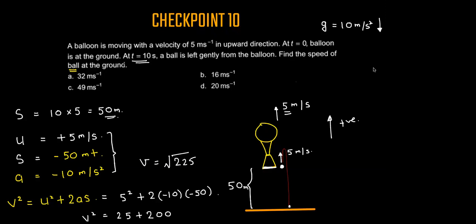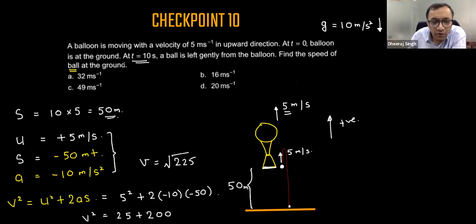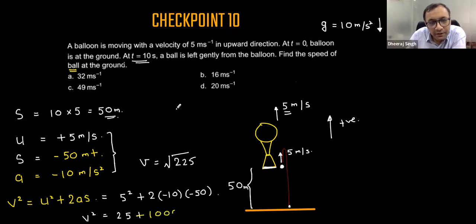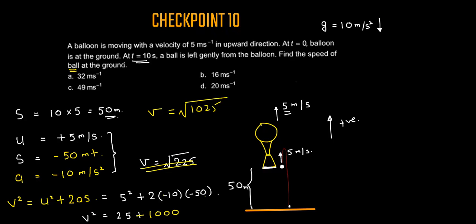It's root over 1000. So 2 into 10, oh, 20 into 50. Root 1025. Sorry, this is 1000, it is 100 into 10. So v is root over 1025, which is roughly what? 32.